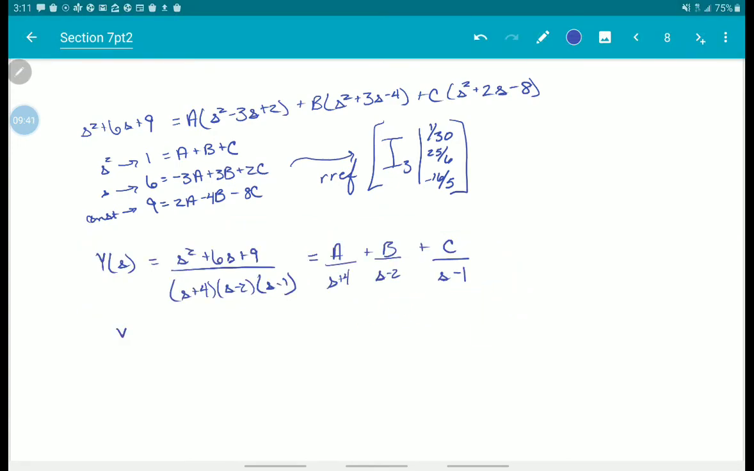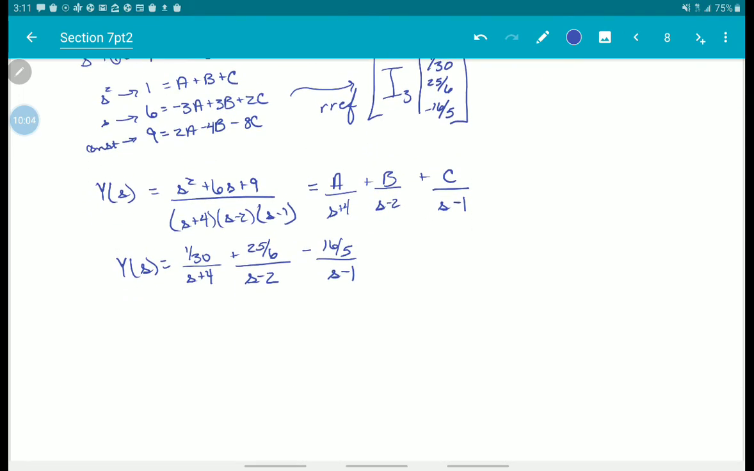So then this means our Y of s is equal to 1 over 30 over s plus 4, plus 25 over 6 over s minus 2, minus 16 over 5 over s minus 1. So we have solved for Y of s. Now we want to take the inverse Laplace. In other words, we want to go back home to the rectangular world, out of Laplace world. So when we do that, we're going to have Y of t on the left.